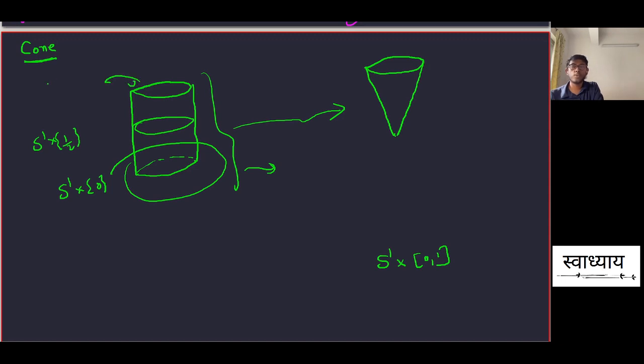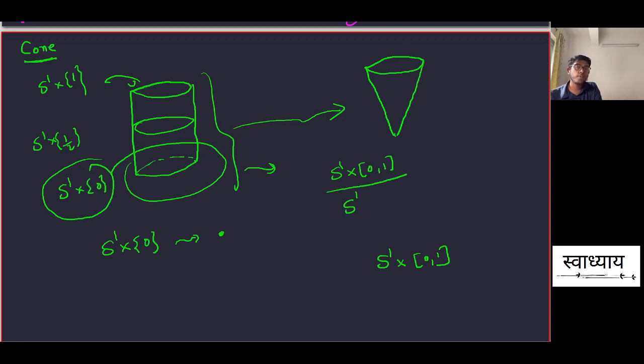This is my S1 cross 1. And what we are doing, we are taking all these points on S1 cross 0, I'm identifying to one point. Sometimes we write, we'll just consider S1 cross [0, 1], that's the space, and we are identifying this to one point. So this is the meaning of that.